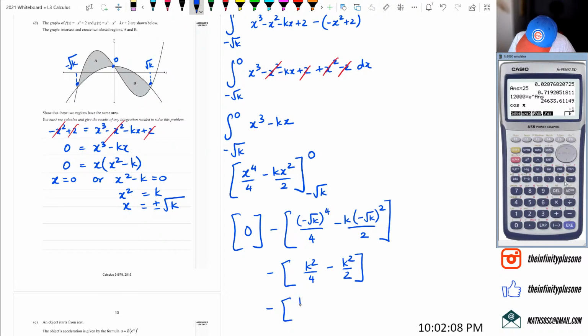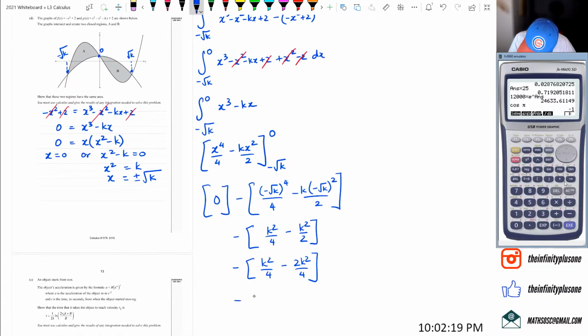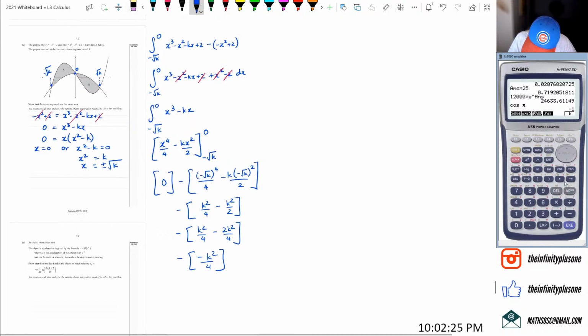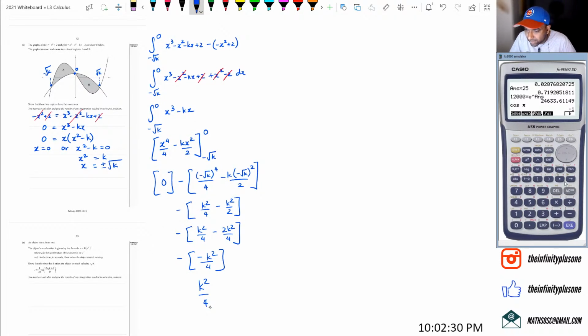Still going to keep going here. I've got k squared over 4 minus 2k squared over 4, because I want to make those the same denominator. I've got negative k squared over 4, and the negative of a negative becomes positive, so it's k squared over 4. So now that's zone A right there.